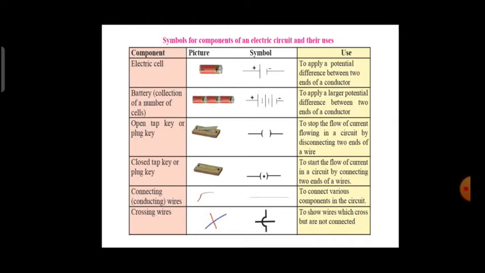Next is the closed tap key or the plug key. It is to allow the flow of current in a circuit by connecting two ends of the wire. And be careful while using the symbols. If you do not use these symbols properly, the circuit becomes wrong.